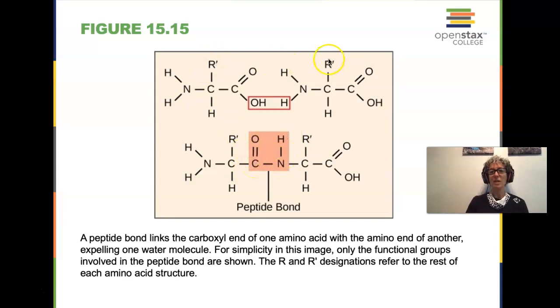The reason why we just kept it as R groups is because the R groups do not participate in the formation of that peptide bond. So it doesn't matter which 2 amino acids are coming together. This is always how a peptide bond will be formed.